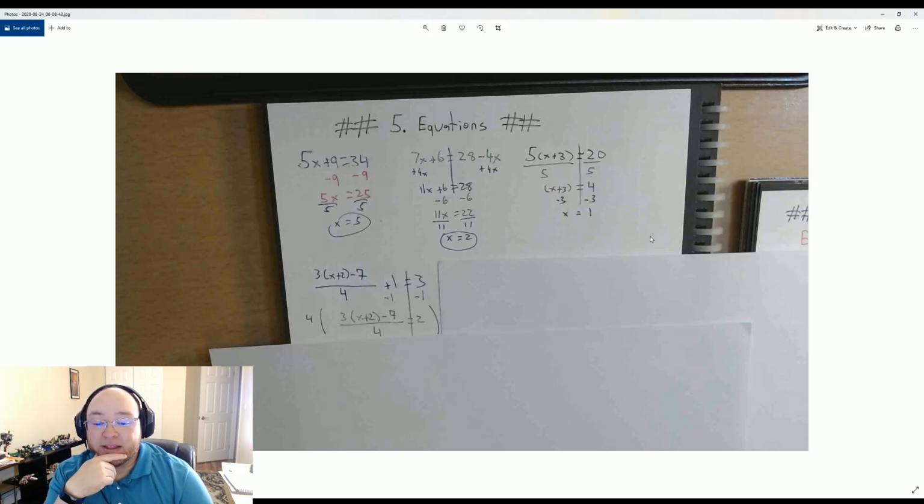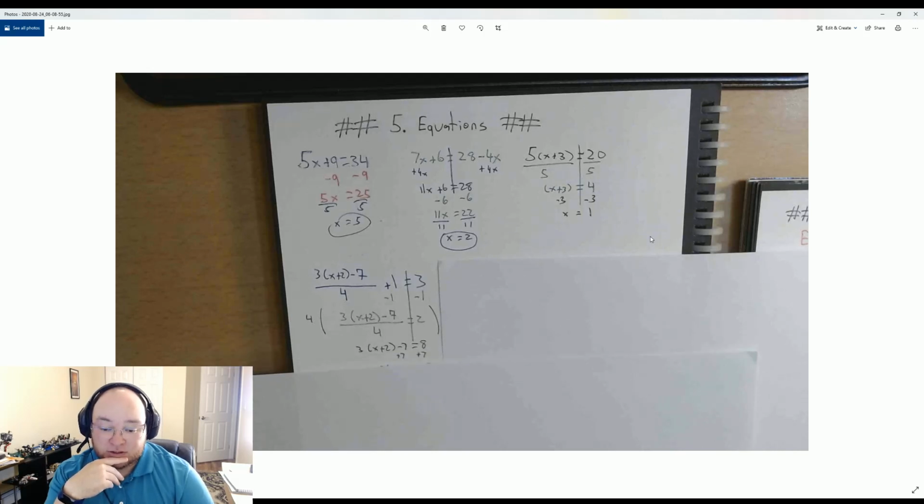The big thing to remember is that all we're doing here is canceling the 4 out. That 4 is not multiplying anything on that numerator. So the only thing is the 4 goes away, leaving you 3 parentheses x plus 2 minus 7 equals 8. Add 7 to both sides. 3 parentheses x plus 2 end parentheses equals 15.